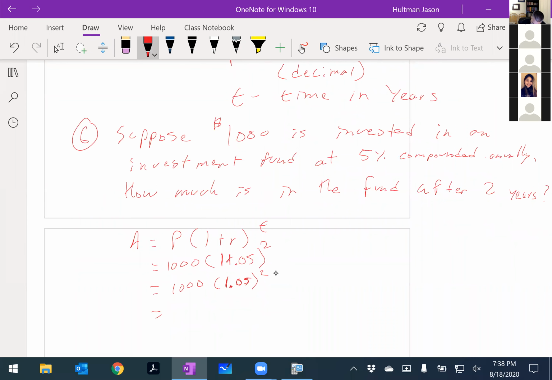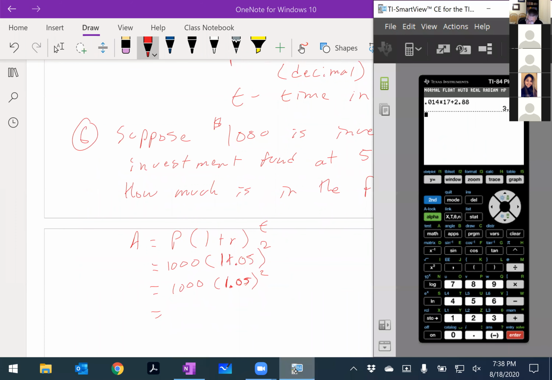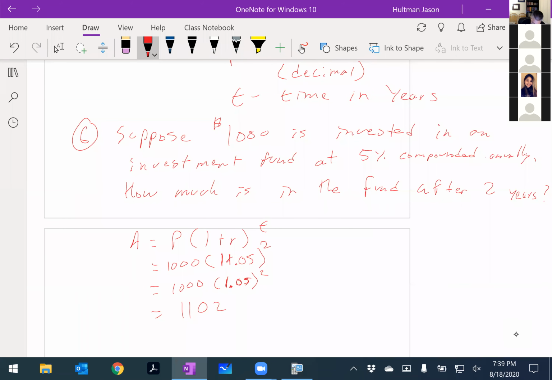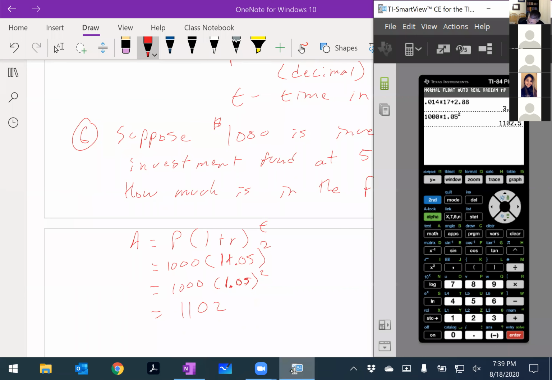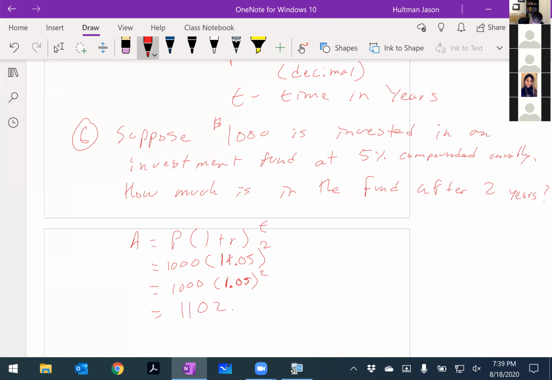Okay, is equal to what? Let's just pull up our calculator here real quick, and we're going to go 1,000 times 1.05 raised to the second power. Okay, and I'm getting 1102.5. Okay, it's really not 0.5, it's 0.50. Why? Because we're talking about money.